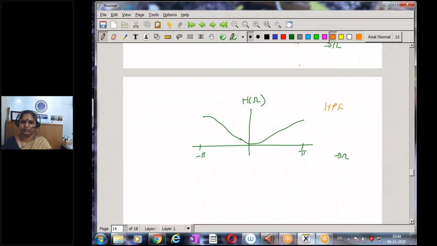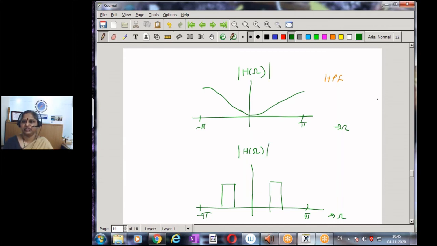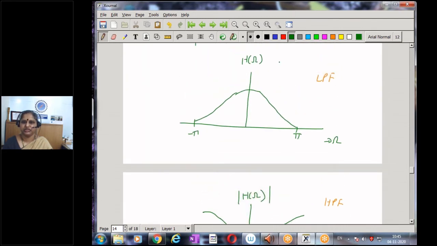Similarly, I can have a band pass filter, and in a band pass filter my frequency response is going to be in this manner. So minus pi to pi, and this is just a magnitude plot. It's going to be symmetric. These are all the magnitude plots. The phase plot we have not sketched. The phase plot will depend, of course, on the coefficients.